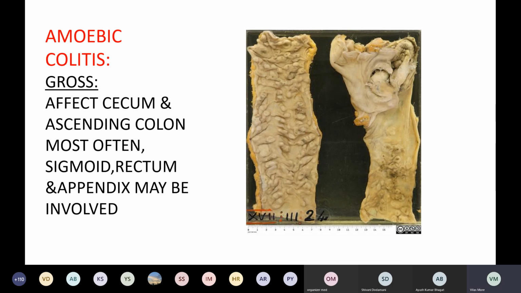Next lesion in an intestine is amoebic colitis, usually affects large intestine. The cecum and ascending colon is commonly involved. Sigmoid, rectum, appendix may be involved. So amoebic colitis results from the infestation by the parasite Entamoeba histolytica. Right, Entamoeba histolytica, the cysts are ingested which resist the acid digestion in the stomach, reaches the intestine, develop into the trophozoites and they bury into the mucosa and form the flask-shaped ulcer.